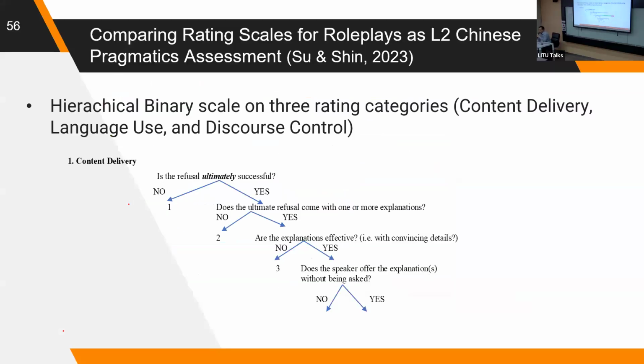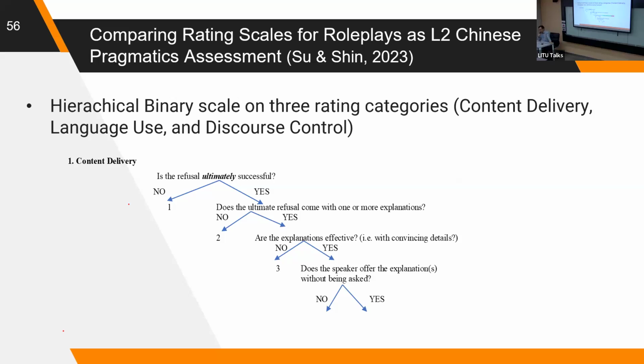So then how do we assess their abilities? There are 2 different rating scales we used. The first one is called the hierarchical binary scale, on 3 rating categories: content delivery, language use, and discourse control. This example focuses on content delivery. The hierarchical binary scale is also called a kind of performance decision tree. So instead of giving the whole rating rubrics to the raters, we give binary questions one by one.